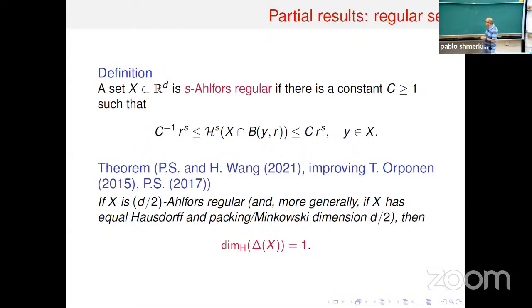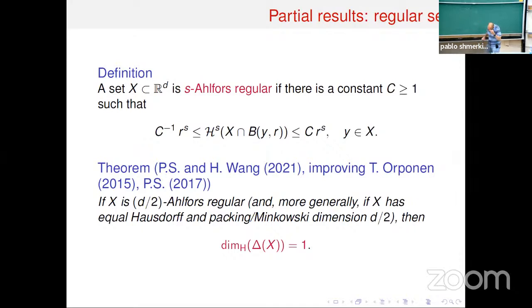We showed that the dimension version of the conjecture is true for Ahlfors regular sets in every dimension. So it was not known even in the plane. We proved it in every dimension. And in fact, we proved something much more general. We proved it under the assumption that the set has equal Hausdorff and packing dimension, or equal Hausdorff and upper Minkowski dimension if you prefer. And this is actually a much larger class than Ahlfors regular sets.